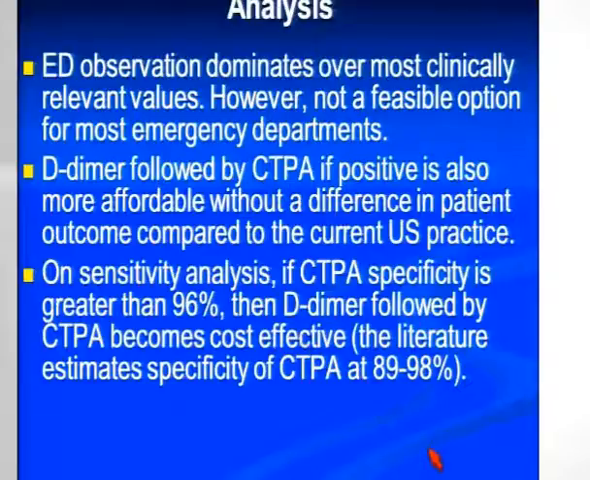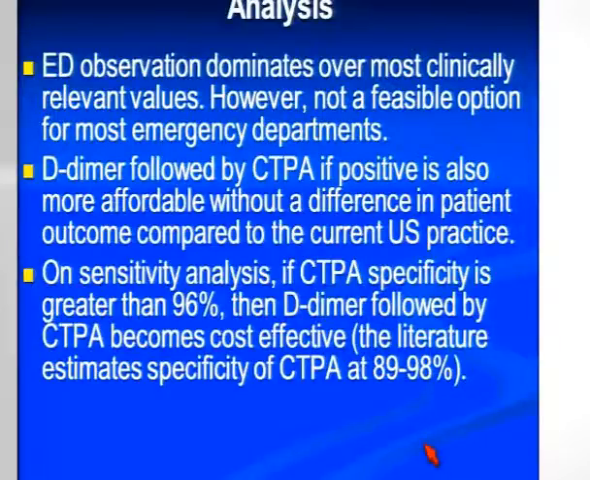So when we analyze this data, we see that ED observation is the dominant strategy over most of the clinically relevant values. However, it's not a feasible option for most emergency departments. So D-dimer followed by CTPA, if positive, is also more affordable without a difference in patient outcome compared to the current U.S. practice. And on our sensitivity analysis, one interesting finding was that if the CTPA specificity is greater than 96%, then the D-dimer followed by CTPA actually becomes the cost-effective and dominant strategy.